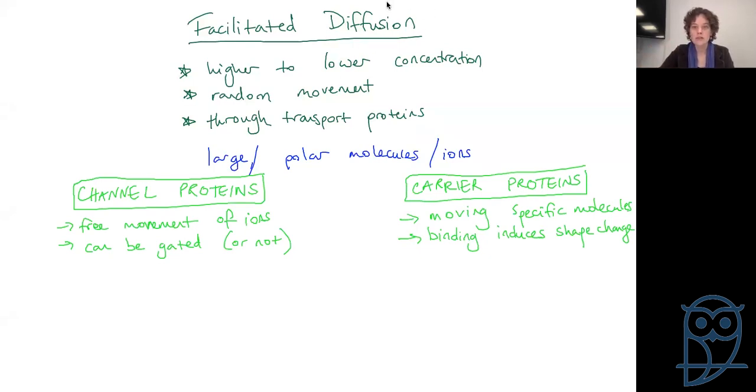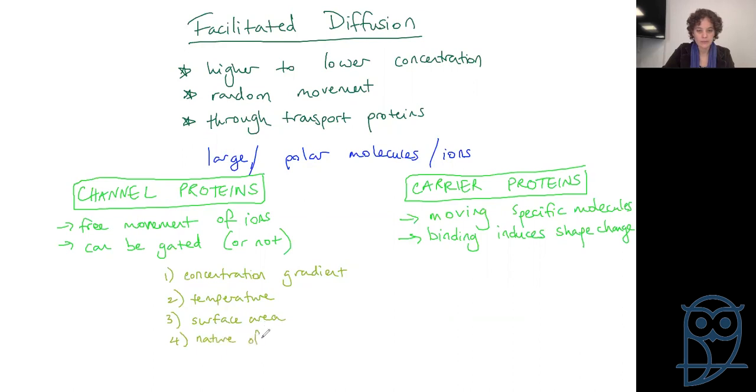A few other things that we want to bear in mind. Okay, so we talked about on the previous slide concentration gradients, steepness. We're going to fit them in very small here. We talked about temperature. We talked about surface area. And we talked about nature of the molecule. So we've got all of these again, okay? It's all those same things.